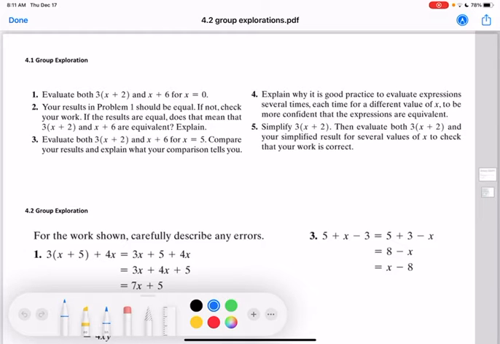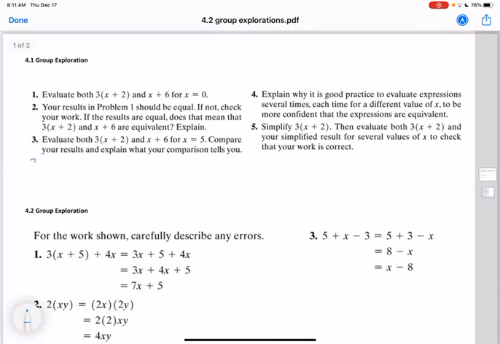Okay, so 3 times the quantity x plus 2, evaluate for x equals 0. So I'll just go ahead and plug in a 0 here. So I have 3 times the quantity 0 plus 2, which is really 3 times 2, which is 6. And then it said also evaluate x plus 6 for x equals 0. So I plug that in, and I get 6, and I got the same. So it says that they should be equal, which they are. So that's good.